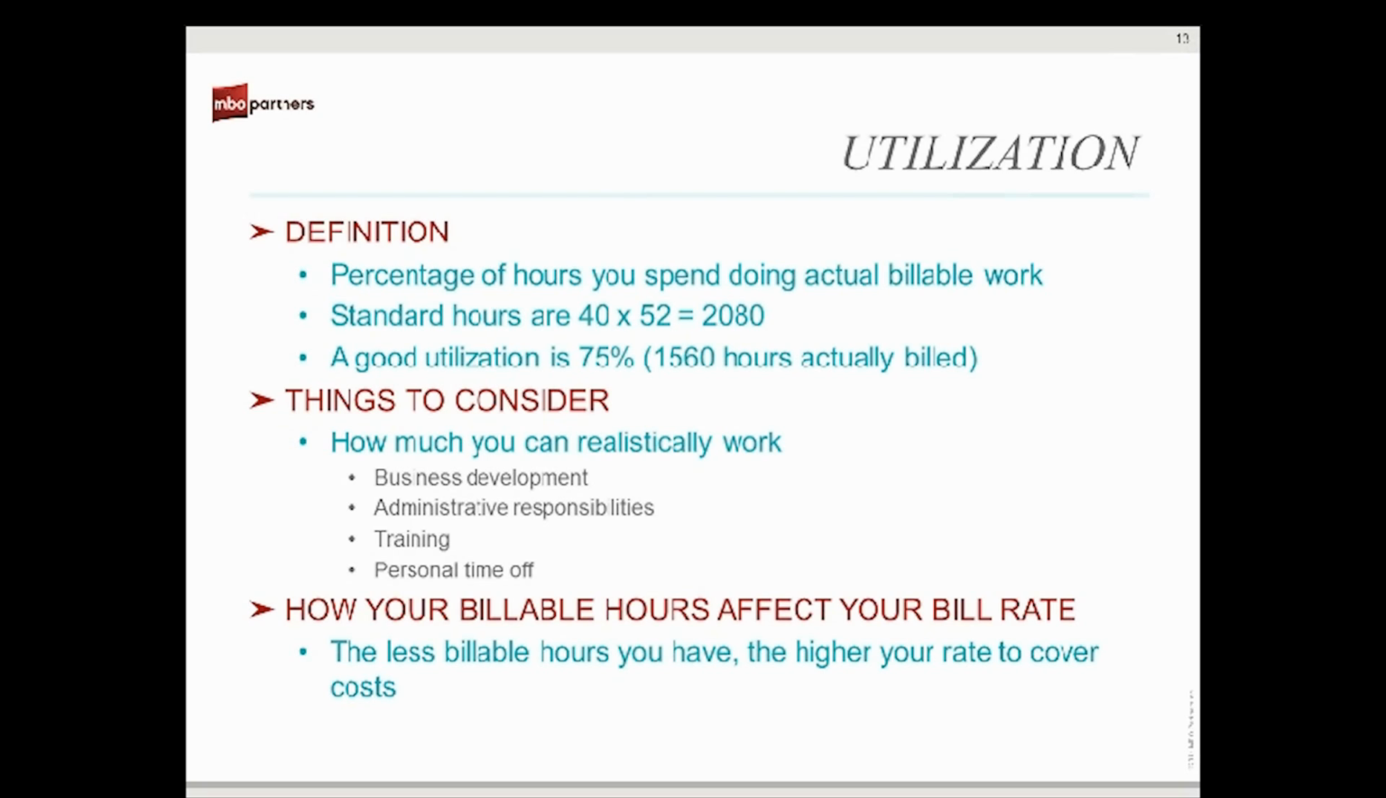Just as a real quick example, say you start with the number 2080, the total amount for the year, and you added up all those things that I just went through, and let's say that was a total of 500 hours for the year. Now your total potential available billable hours are 1580. So your utilization rate would be that divided, which is 76%.